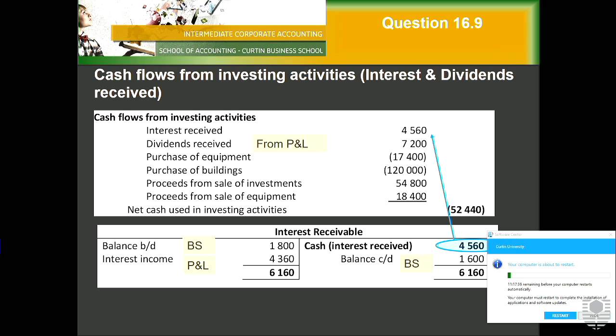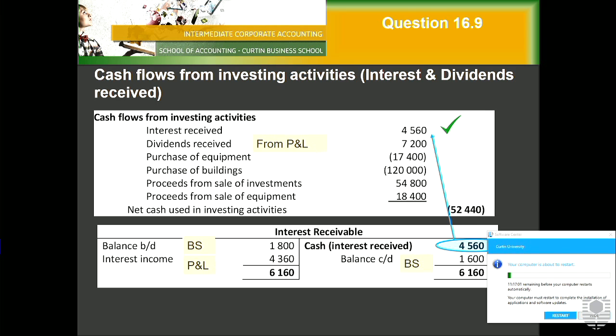Okay, so now we've got to look at our cash flow from our investing activities. So let's look at our interest receivable first. Interest receivable is an asset account. Opening balance on the debit side of 1,800, closing balance on the credit side 1,600. We've got interest income straight from your P&L, 4,360 there on the debit side. Therefore, the cash component we must have received must be 4,560.